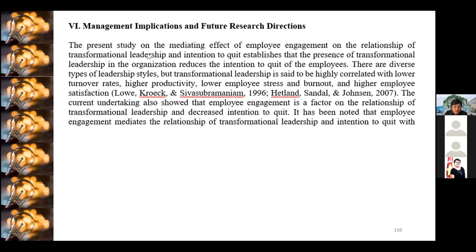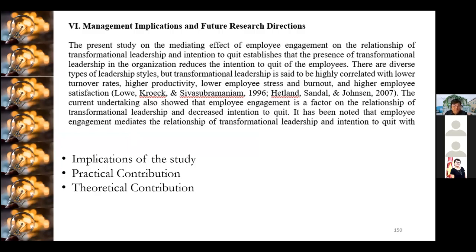Then for the conclusion naman, after your discussion, kasi ang discussion natin kasama yung conclusion, typically anong hinahanap ng reviewer? One, they will be looking for the implications of the study. What does the study imply? Number two, practical contribution, theoretical contribution, limitations of the study, and future research directions. So typically, ito yung hinahanap ng mga reviewers.